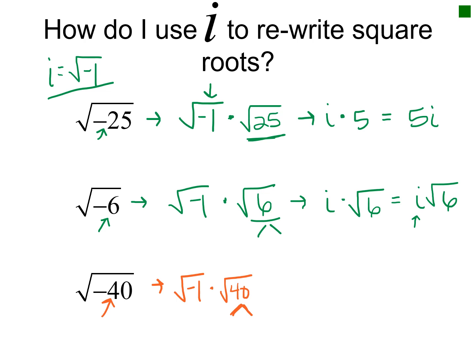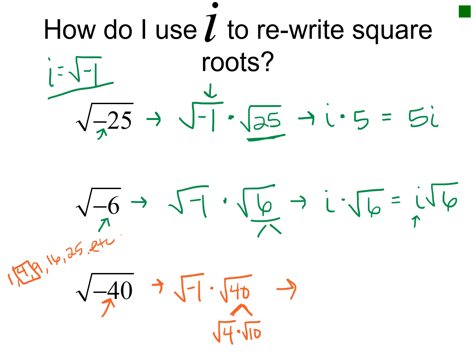And one would be a perfect square. So if we think about our perfect squares, 1, 4, 9, 16, 25, etc. Remember, you have to memorize those. So if we think about that, well, we see that 40 is divisible by 4. So I'm going to break this into the square root of 4 and the square root of 10, because if I multiply these back together, I would get back to the square root of 40.